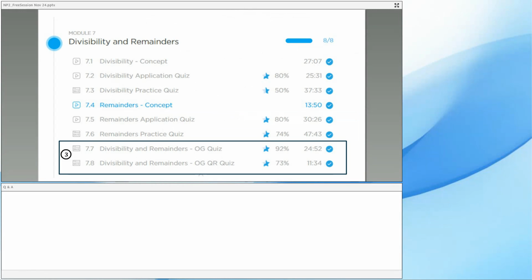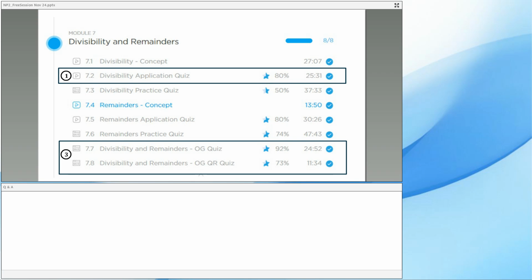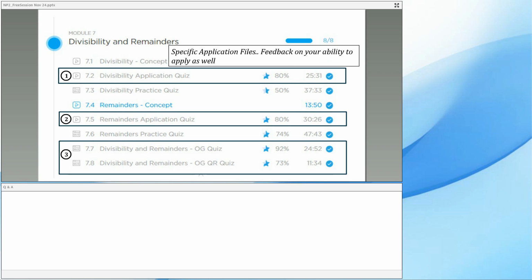Now let's look at application of concepts. In the e-GMAT course, we have dedicated application files for both divisibility and remainders, in which we teach you, when you see a problem, what should you do in step 1, what should you do in step 2, what should you do in step 3.